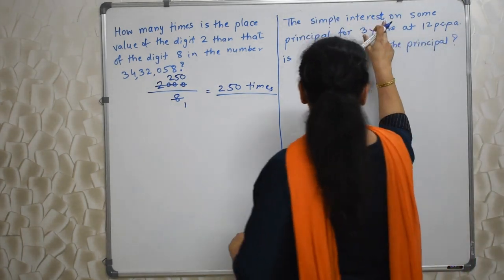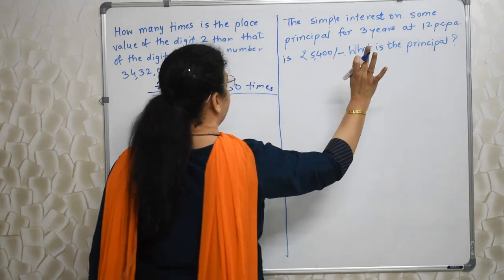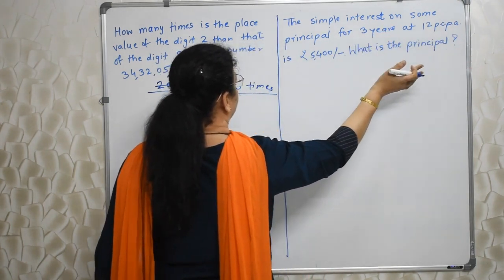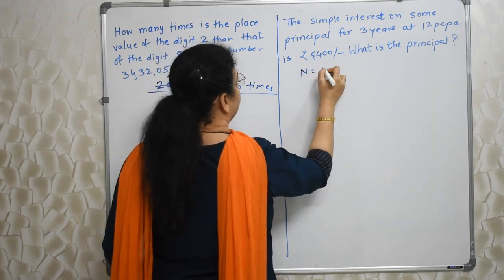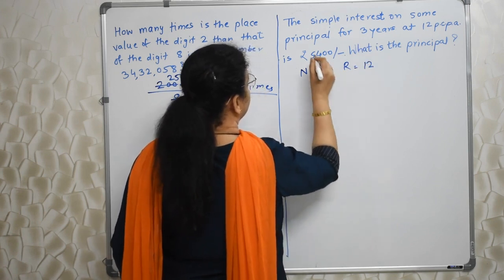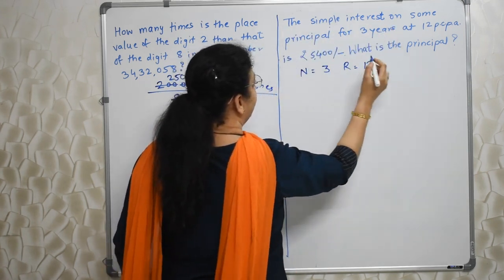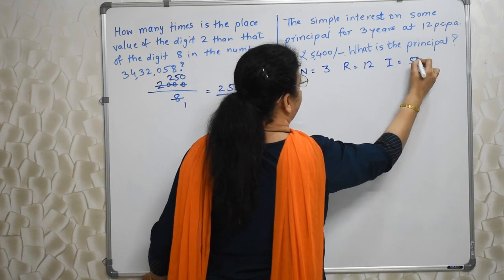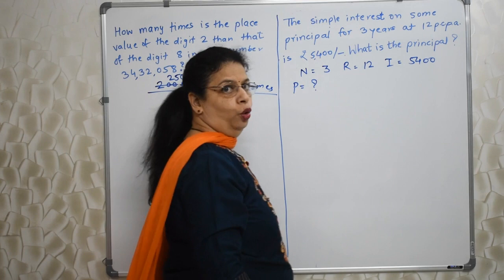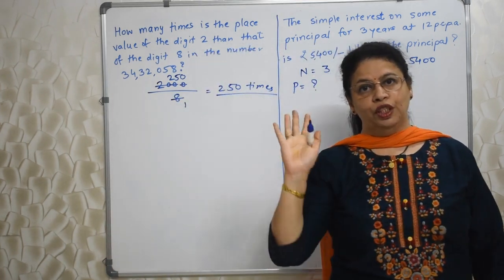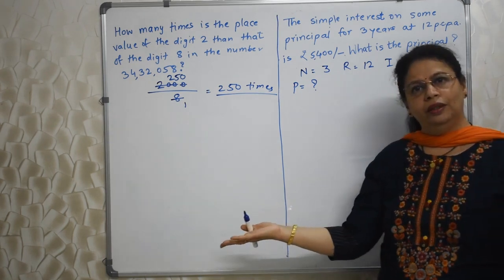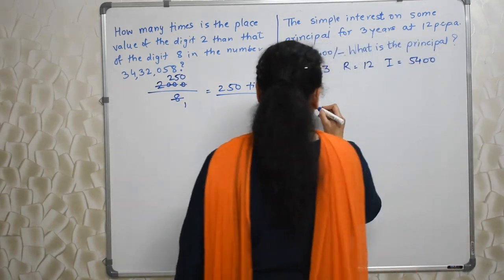The simple interest on some principal, principal मालूम नहीं, for 3 years, n is 3, 12 PCPA, r is 12. सो n मालूम है, ओके लिख देती हूँ 3, r कितना है 12. Simple interest is 5400, I is 5400, P पूछा है. I have told you in my simple interest video, out of these 4 things, 3 will be given to you. They have given 3. Fourth one find out करना. Very easy.